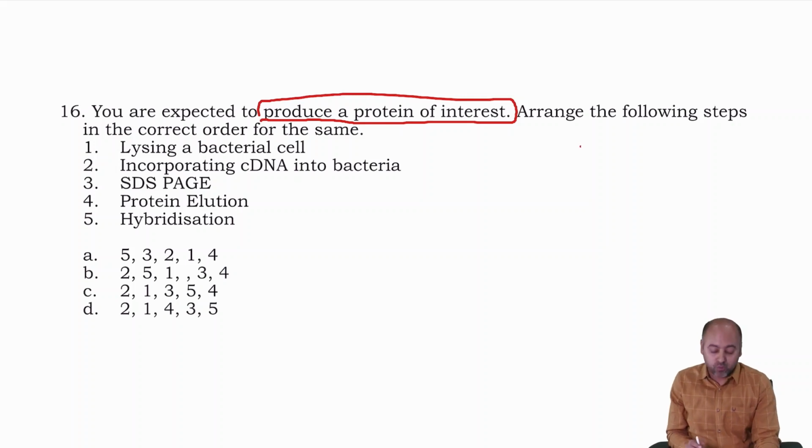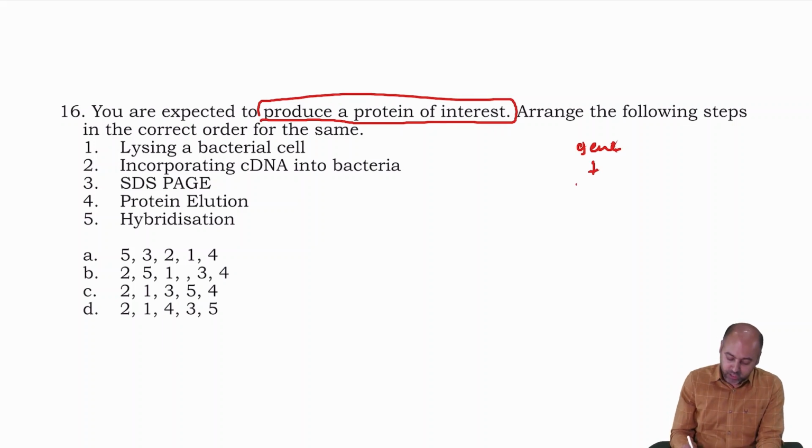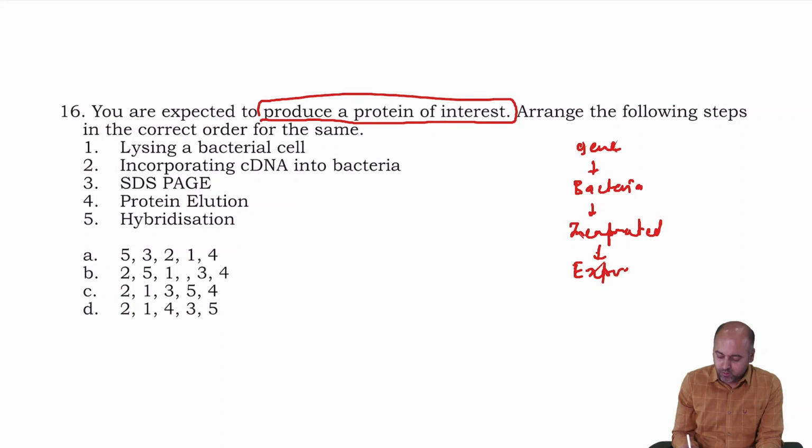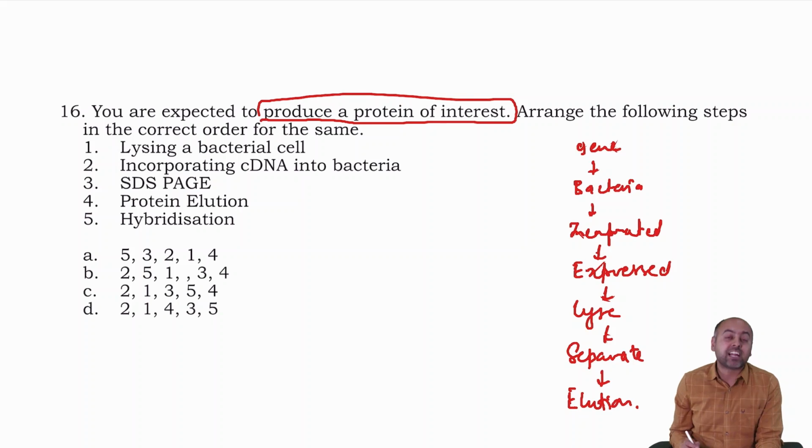So basically what you have to do is identify the gene, add the gene into the bacteria, allow it to get incorporated, then it will get expressed. Once it is expressed, you lyse the cell, you separate the protein from all other proteins, and then you extract the pure form. All the steps are not mentioned here. Okay, please note, all the steps are not mentioned here. So let's look at the options. Mention of the gene is not there.